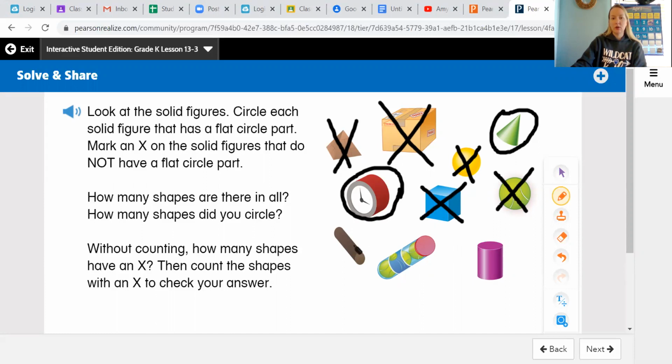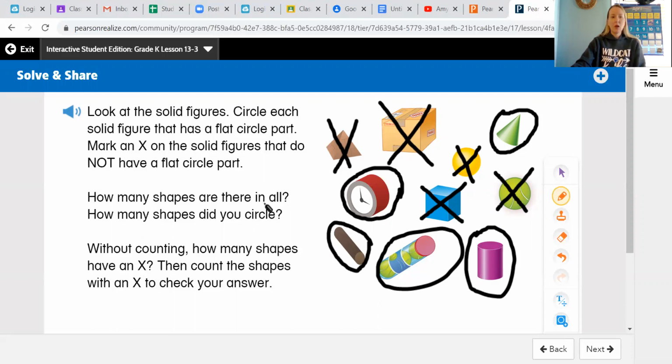Ooh, these 3 down here are all the same shape. They are all cylinders. Does a cylinder have a flat circle part on it? They sure do. So we're going to go ahead and circle all of the cylinders. They all have a flat circle part. All right, now it asks how many shapes are there in all. Remember, in all means all of them together. Let's count. 1, 2, 3, 4, 5, 6, 7, 8, 9, 10. So we have 10 shapes in all.